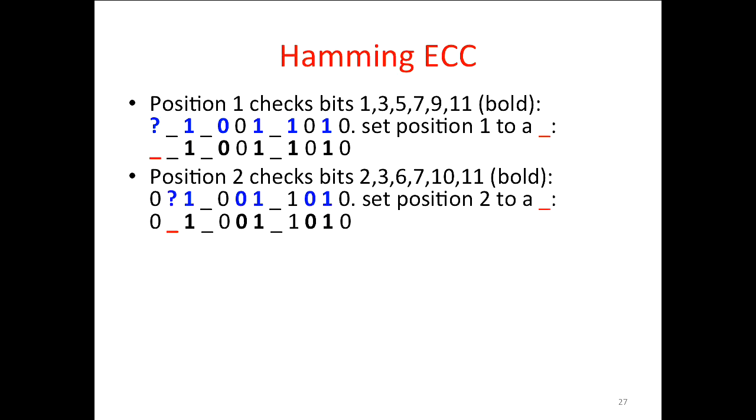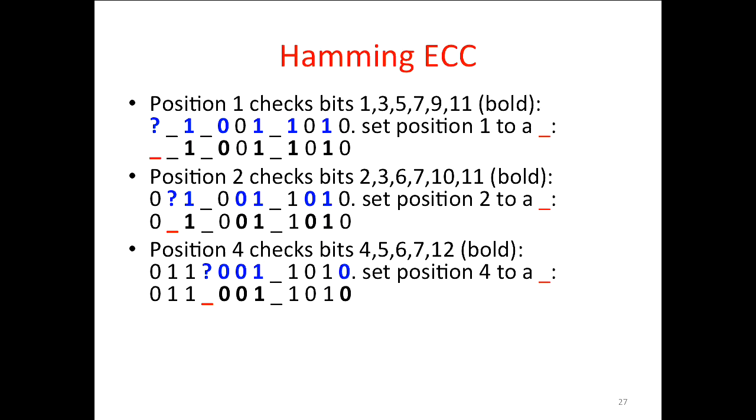Position 2 now is going to check bits 2, 3, 6, 7, 10, 11, the ones that are bolded, right? And what's the parity of these bits? There are 3 ones, so that's odd. You want to set it to even, so it should be a 1, right? This should be a 1.